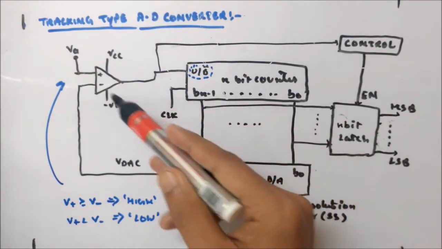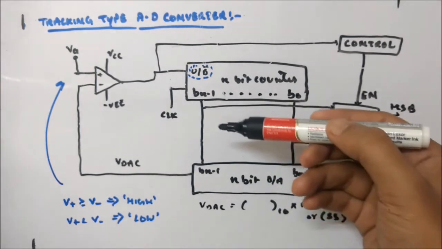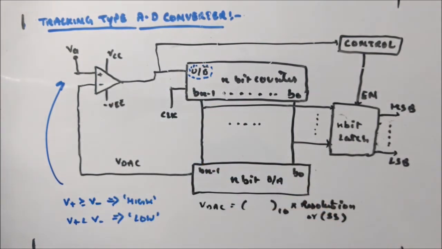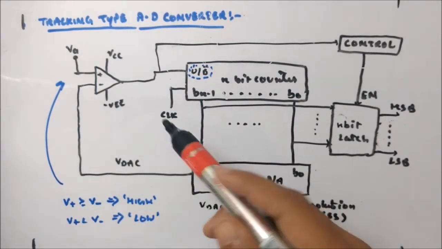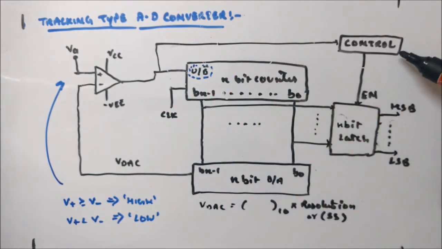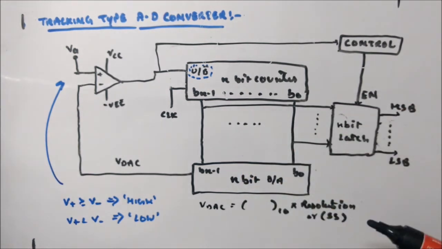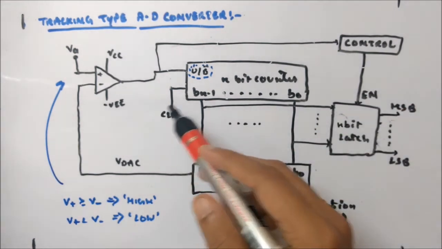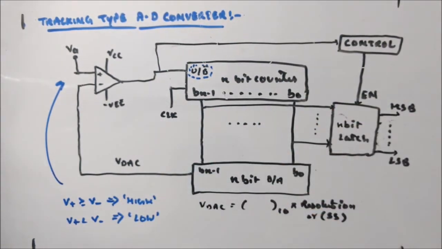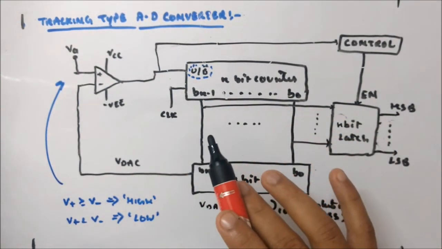Since the output of the comparator was logic 0, this counter will start working as a down counter. It will work as a down counter until VA becomes greater than VDAC, and then again the output will become logic low. At that point of time, the control logic will understand that again it has to enable the latch so that it can take the output, and then it will continue working as an up counter, and the process goes on. Okay, so that is how the tracking type A to D converter will work.